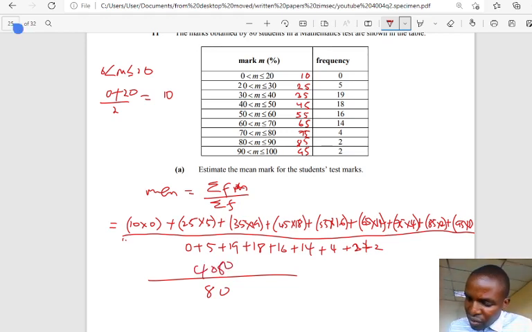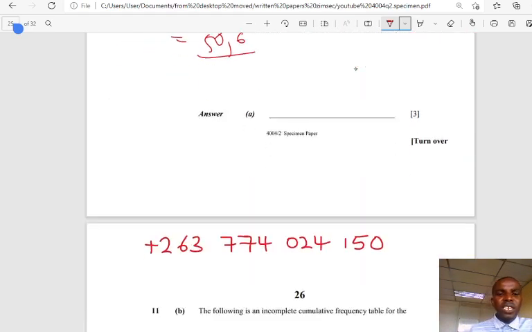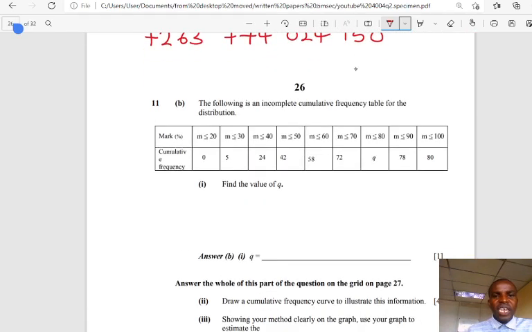divided by 80, you get 50.6 to 3 significant figures. Then done. Then next, the following is an incomplete cumulative frequency table for the distribution.